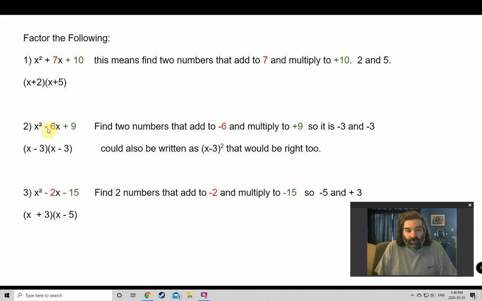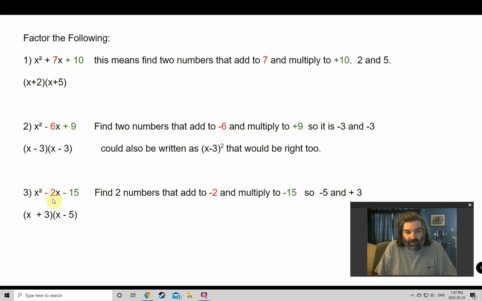Number 2, find two numbers that add to minus 6 and multiply to plus 9. So what adds to minus 6 and multiplies to 9? Well, if it's multiplying to plus 9, you know they both have to be negative. So what two negative numbers add together to give you minus 6? Well, there's minus 5 and minus 1. That doesn't work. Minus 4 and minus 2. Nope, that doesn't work. Minus 3 and minus 3. Well, yeah. Minus 3 and minus 3 add to minus 6. They multiply to plus 9. So the numbers are minus 3 and minus 3, so it's just x minus 3, x minus 3.